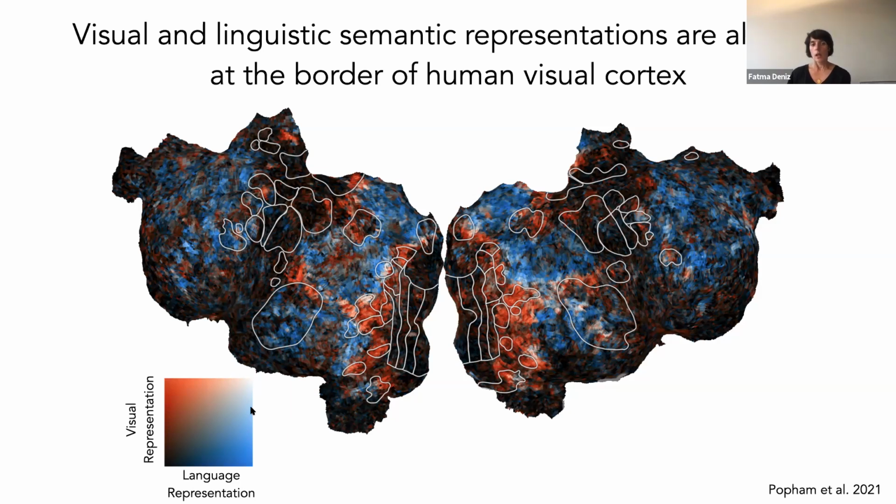And you can definitely see this clear border here, which was studied in great detail by Sarah Popham in the lab, and that the movies are strongly represented mostly in the modality specific regions, whereas the linguistic semantic representation is more represented in the high level anterior regions, such as temporal, parietal, and also prefrontal cortex.